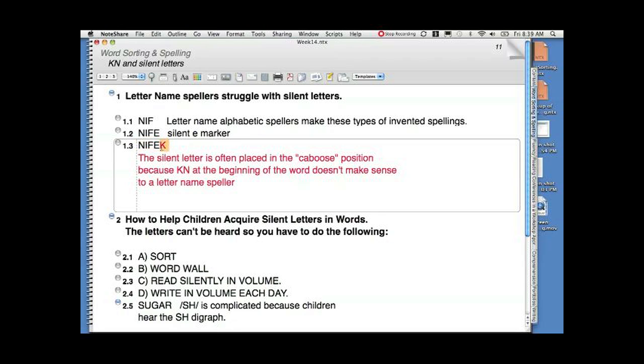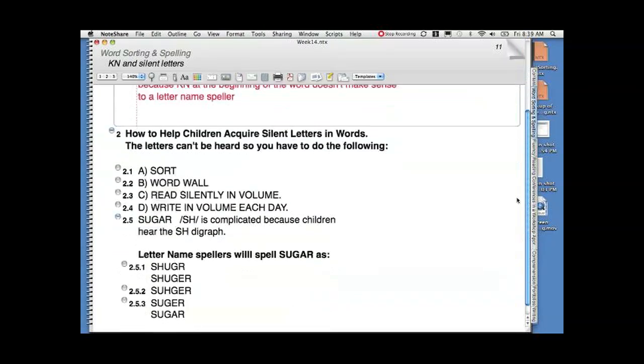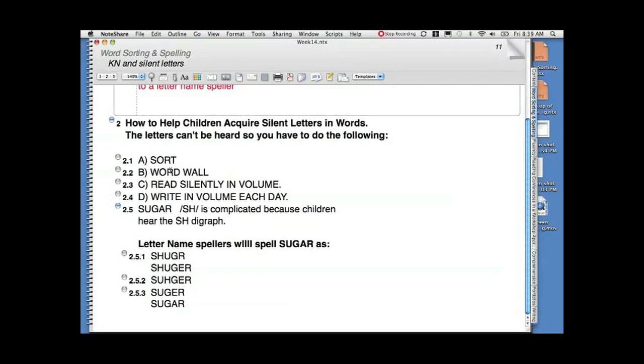In other words, what you see is that they understand that there's a K in the word, and if you ask them about it, they'll say that they know a K belongs in there somewhere, but they don't know where. Well, logically, that's because they know that there's no K sound at the beginning of the word knife. So they tend to just keep track of it by putting it at the end of the word. So how do you help them acquire it and get it in the right position?